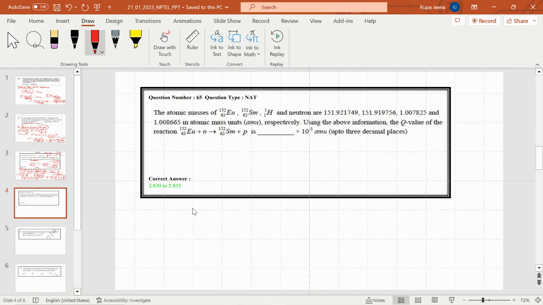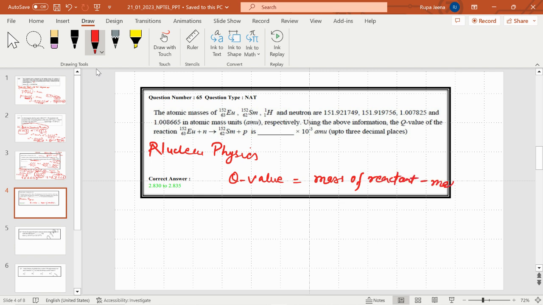Now this question. This is a very easy question. It's from nuclear physics. All you need to do is to find the Q value. And the Q value is the mass of reactant minus the mass of product.